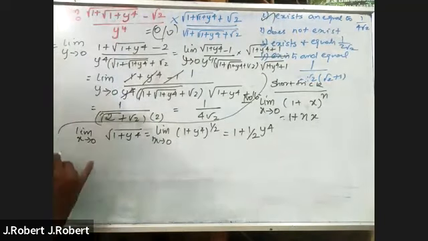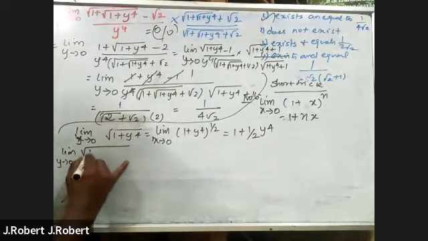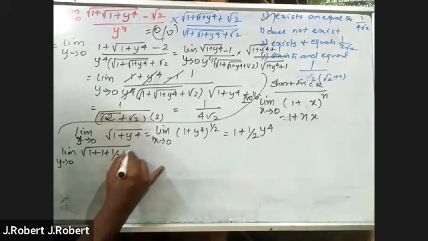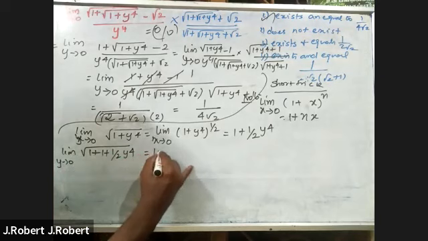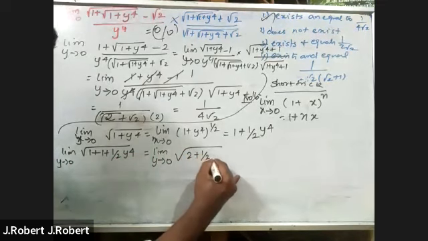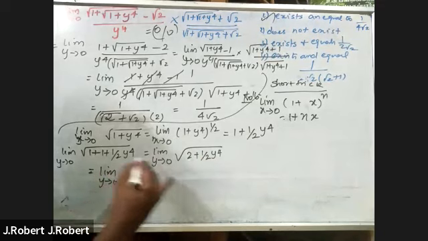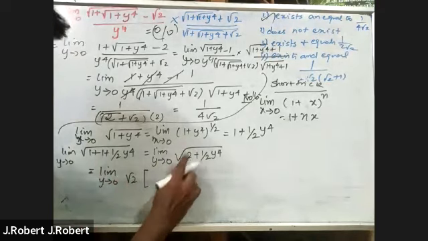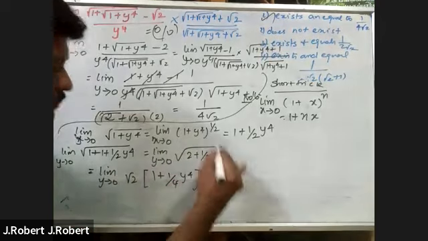The next one: limit y tends to 0, the square root of 1 plus the root of 1 plus y power 4. We have found the value of the root of 1 plus y power 4 as 1 plus 1 by 2 y power 4. So this is the square root of 1 plus 1, that is 2, plus 1 by 2 y power 4. If I take root 2 common outside, what remains inside is 1 plus, dividing by 2, 1 by 4 y power 4, whole power 1 by 2.